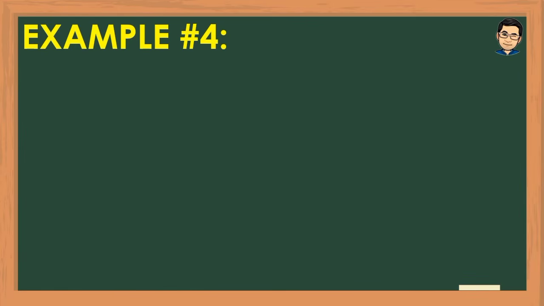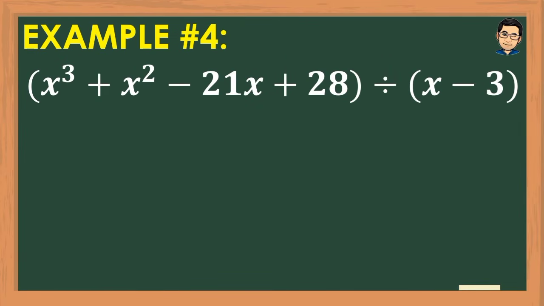So, let's have example number 4. X cubed plus x squared minus 21x plus 28 divided by x minus 3. So, nakasulat ba yung polynomial natin in standard form? Yes po. So, you can see 3, 2, 1, and then 0 yung degree ng constant term. Okay. So, pwede na natin silang i-divide.